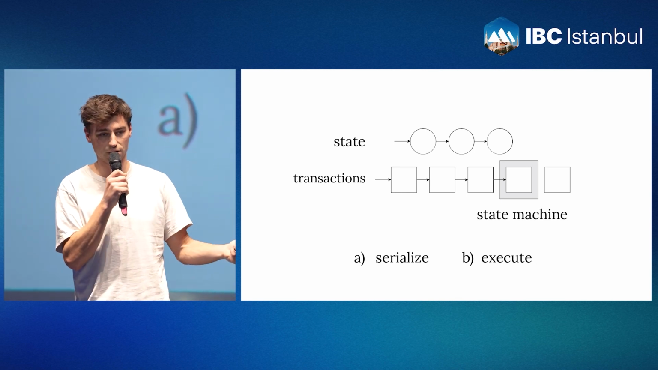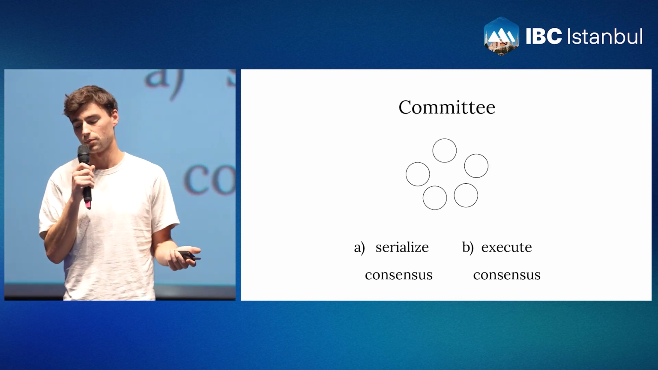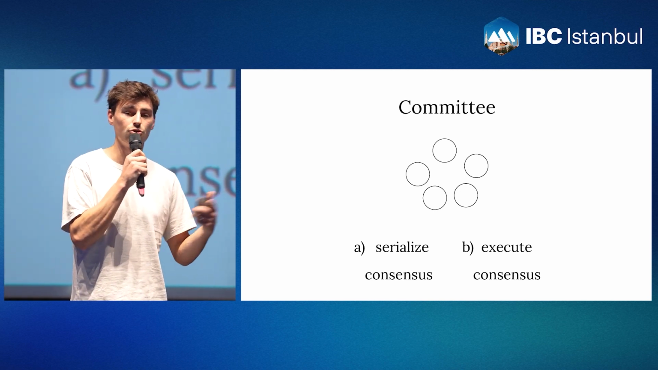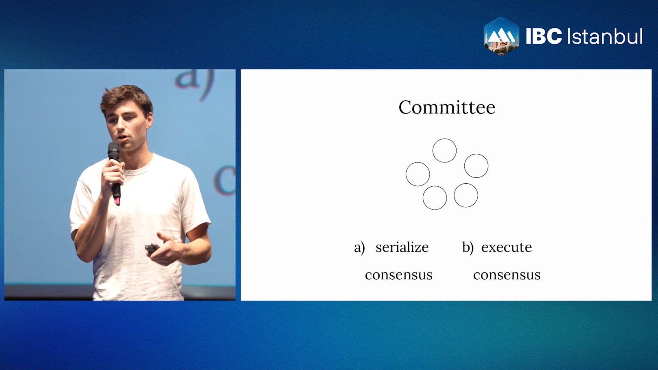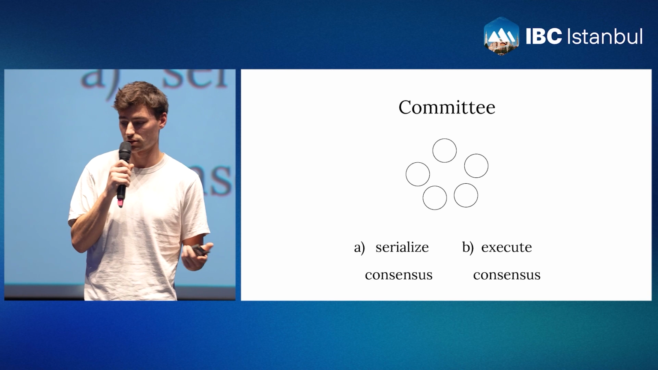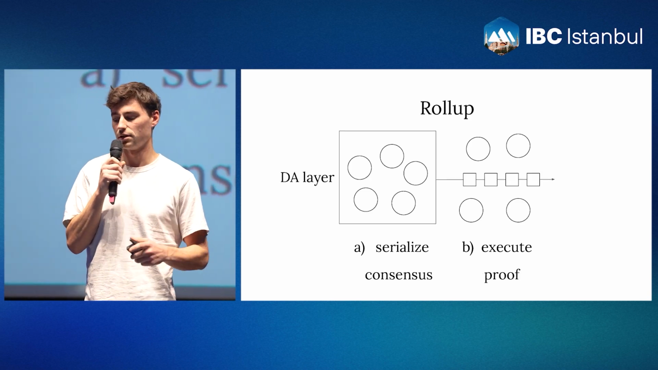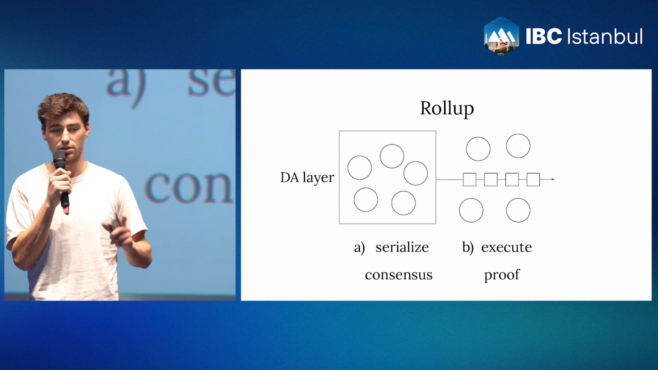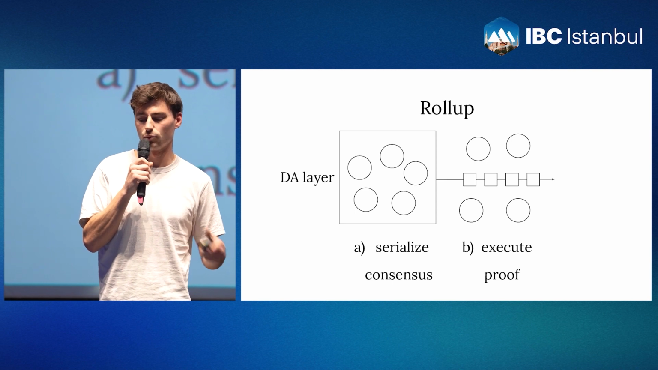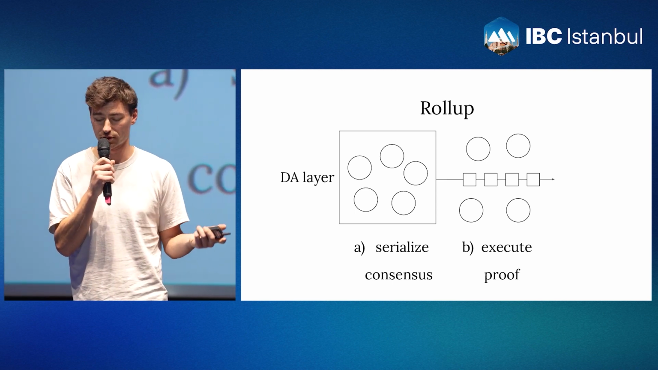You have the serializing and the executing. And so in a consensus or committee-based system, those two things are both done by consensus. So your validator set agrees on two things at the same time. It is agreeing on the set of transactions that go into a block, and it is agreeing on the state of the world. And now how that differs with a rollup is that the serialization aspect is outsourced to a consensus system, which is known as a DA layer, and then the execution is solved through proofs.